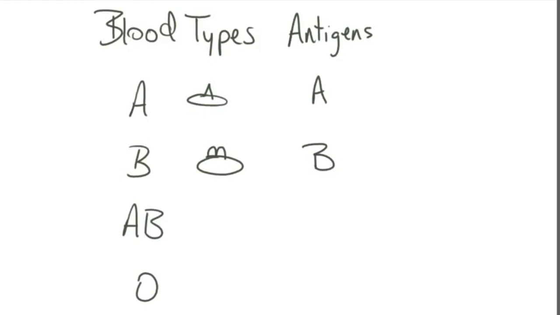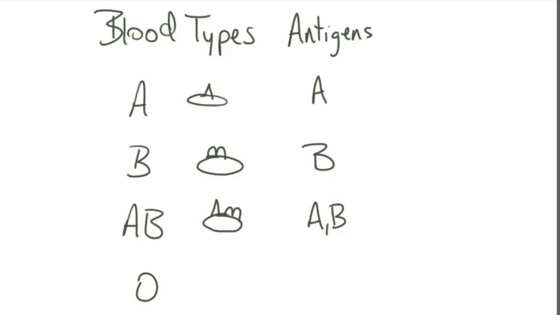Now you got to really go out there and stretch your mind. What does type AB have? Why, it has both A and B antigens. And where are these antigens? On the surface of the red blood cell. They are part of the red blood cell.